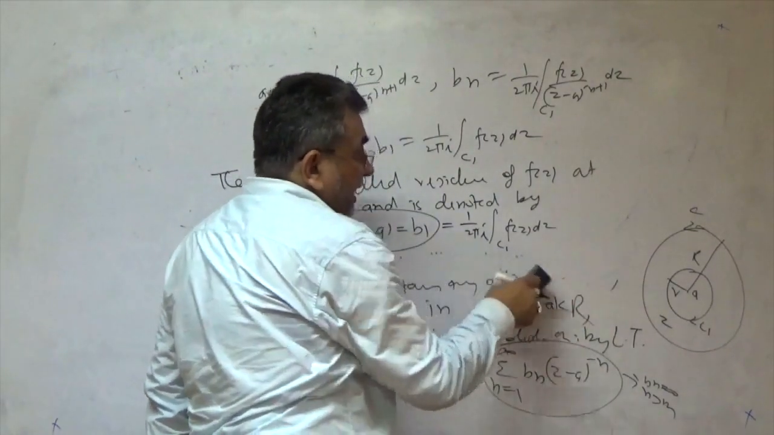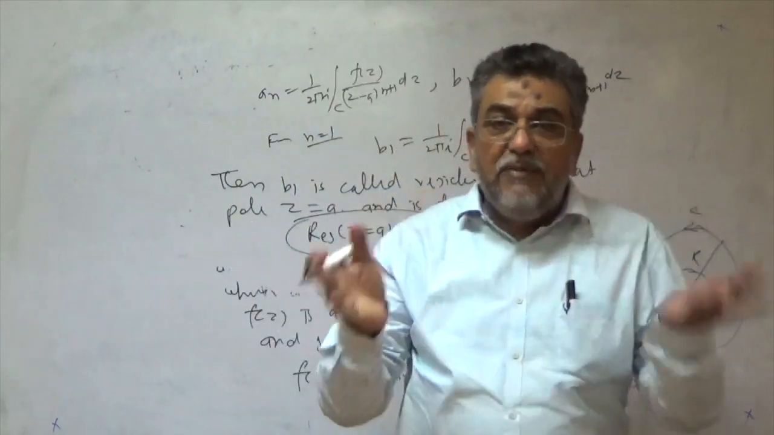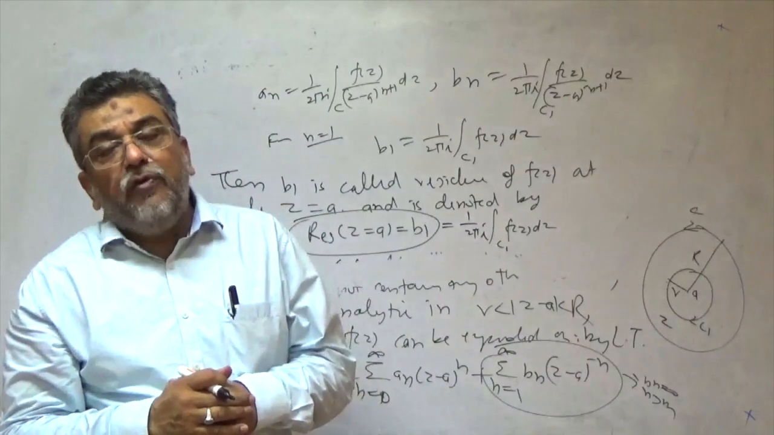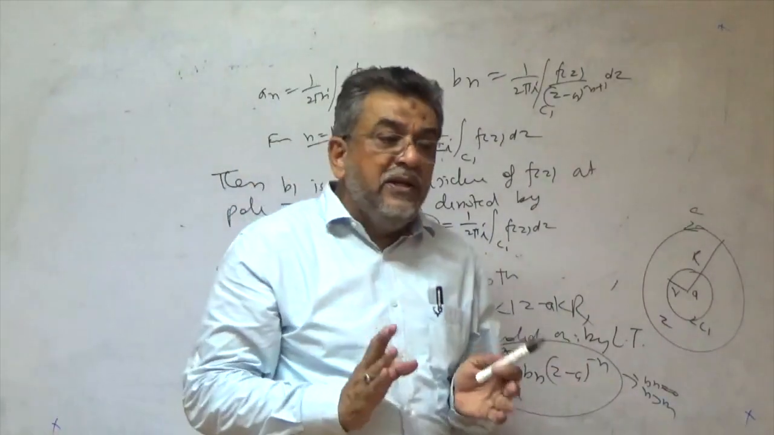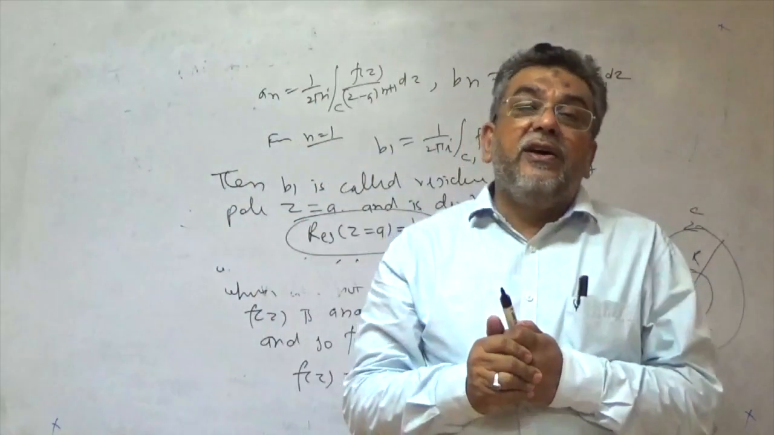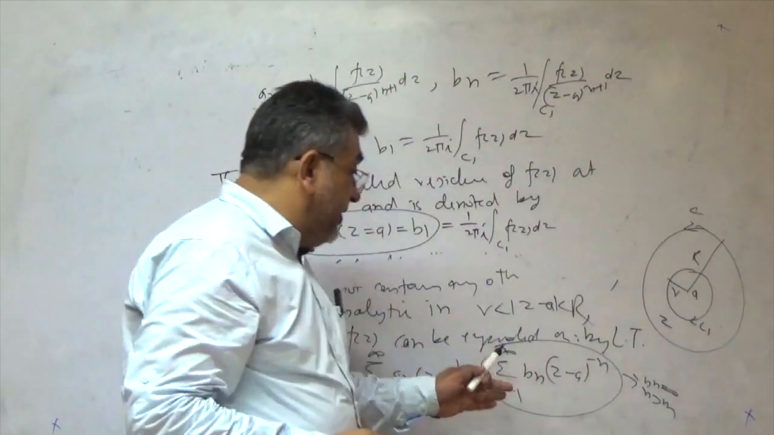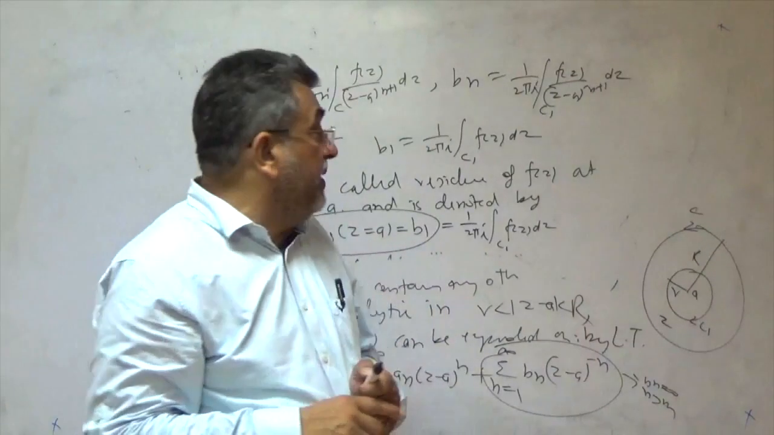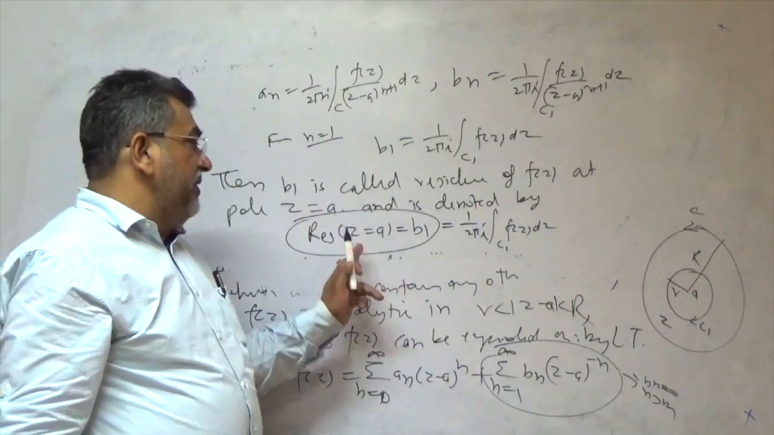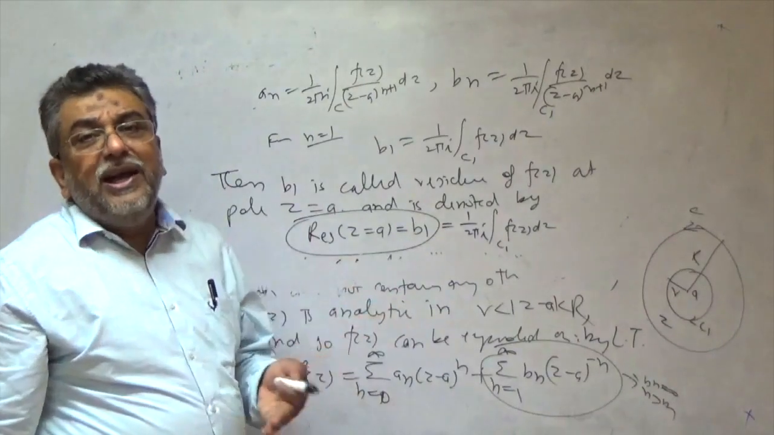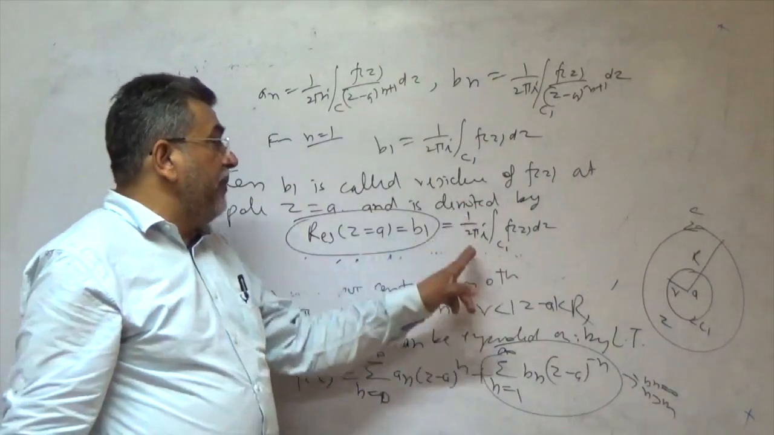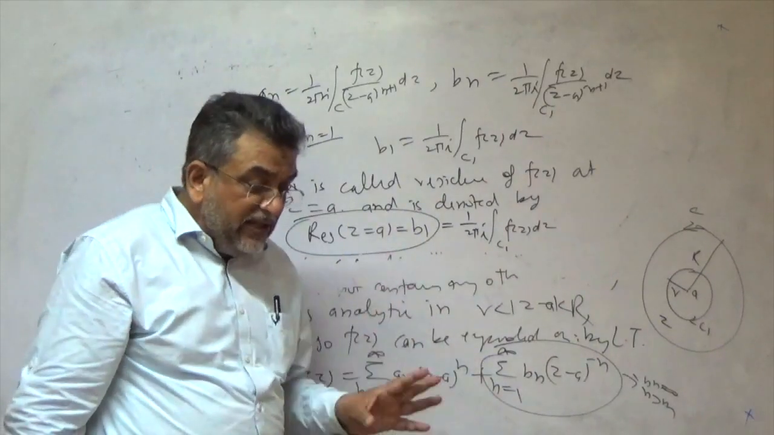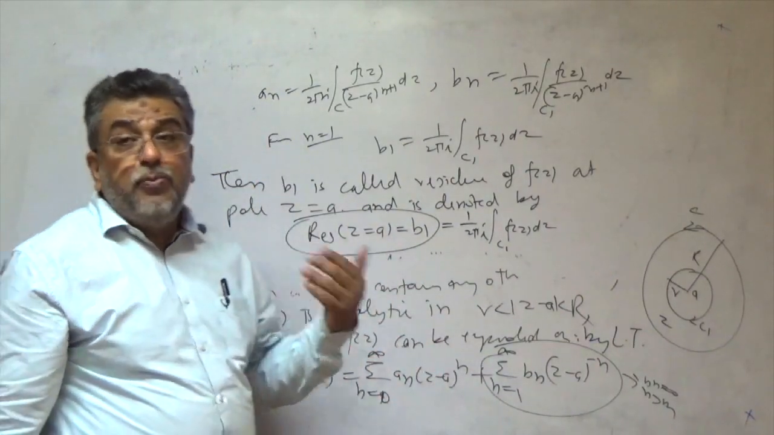In very simple words, if z equal to a is a pole of order m, then the coefficient b_1 in the principal part of Laurent's theorem is called the residue. And by the formula in Laurent's theorem, b_1 is defined as 1 upon 2 pi i times the integral over C1 of f(z) dz. This is the basic definition of residue at a pole.